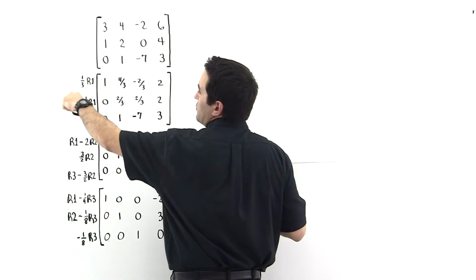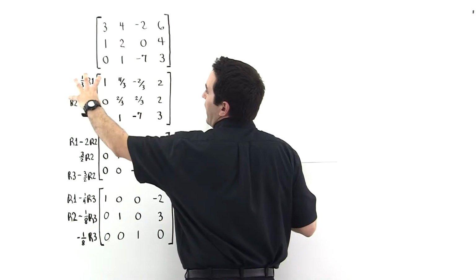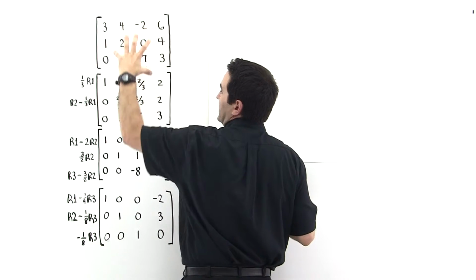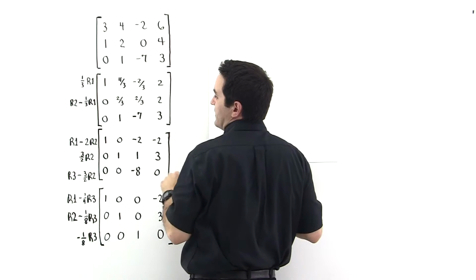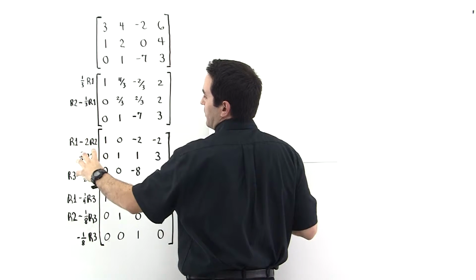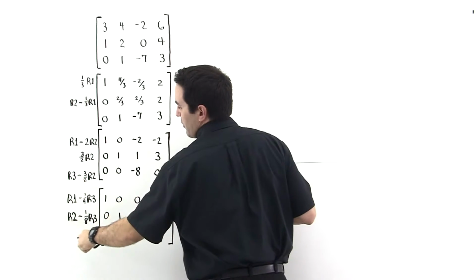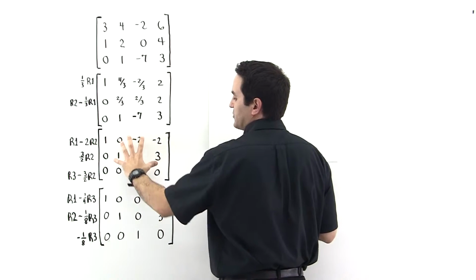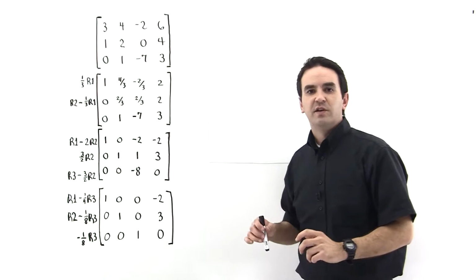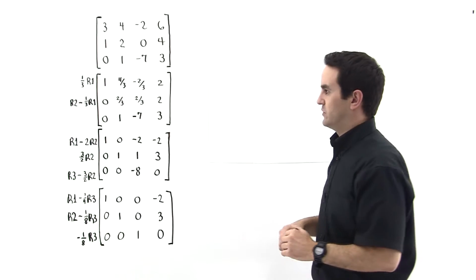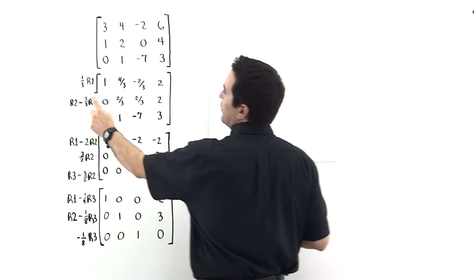So these row operations right here are operating on this matrix here to give this matrix. And then these row ops are operating on this matrix to give this matrix. And then these row ops are operating on this matrix to give this matrix. So that is the notation that we're using, okay? So we see 1/3 R1.